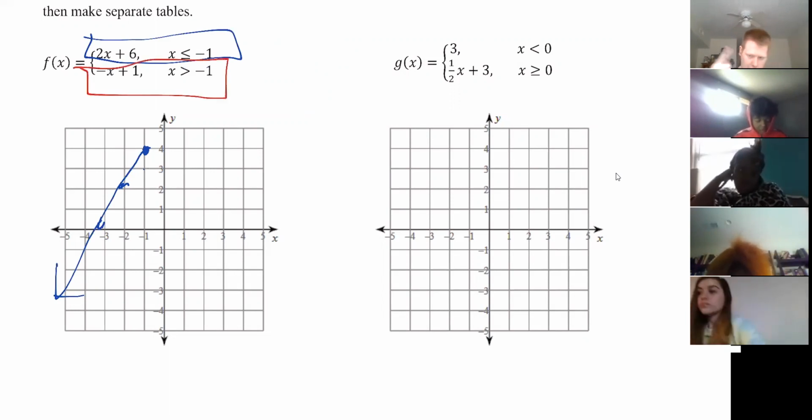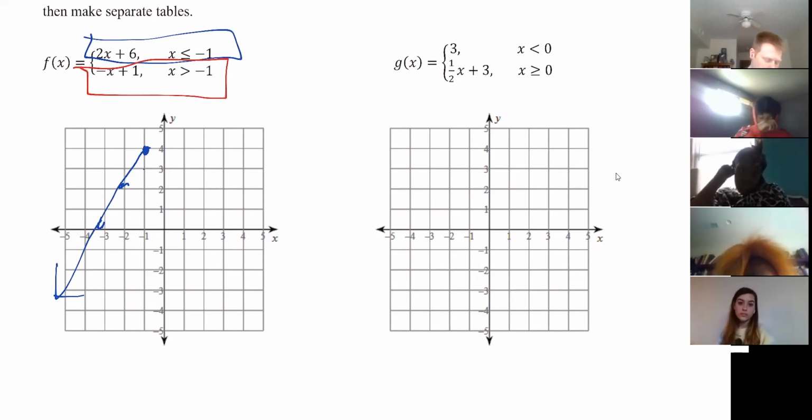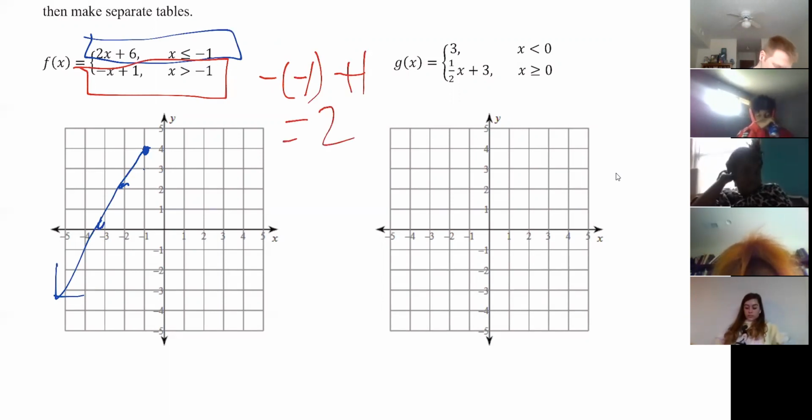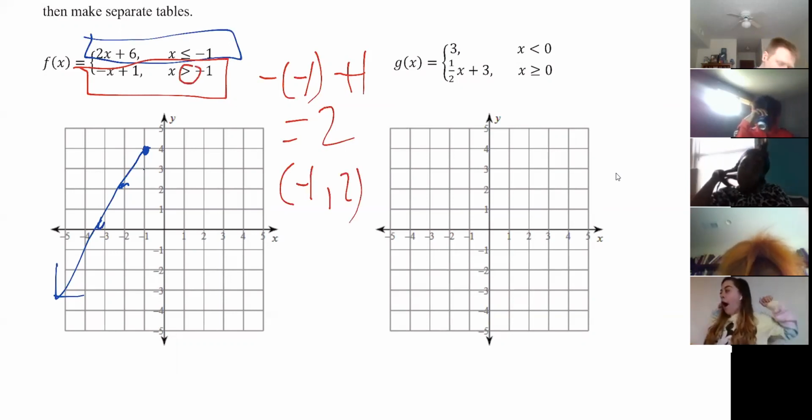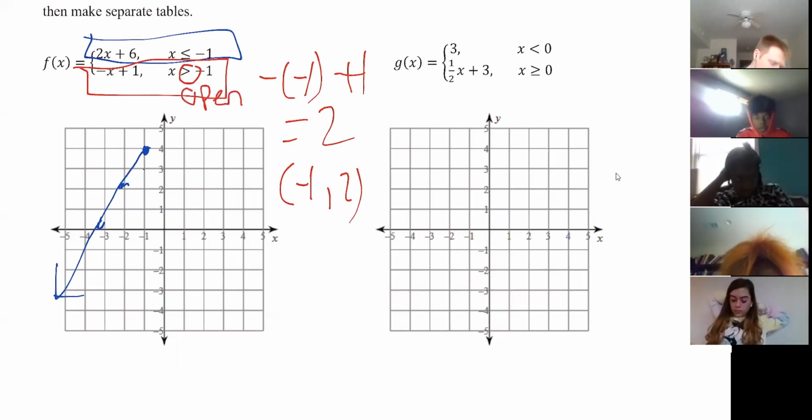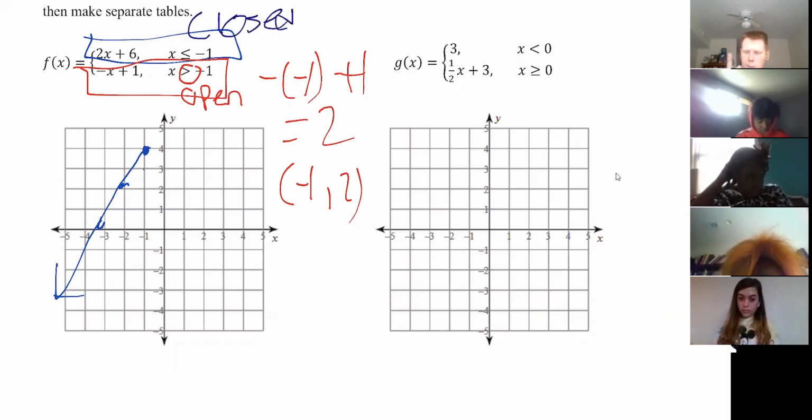Okay, so to get your first point on your graph, you want to plug in -1 into this function. So it would be negative -1 plus 1, or really that would be 2. So our first point would be (-1, 2). Since this is just a greater than, it doesn't have the equal, this is going to be an open circle. That's why this one was a closed circle. I don't know if you remember doing inequalities on a number line.